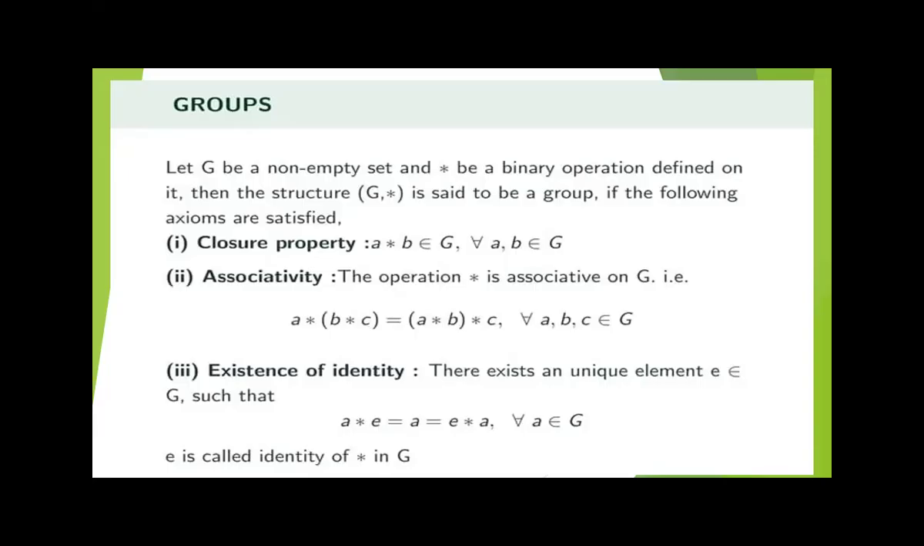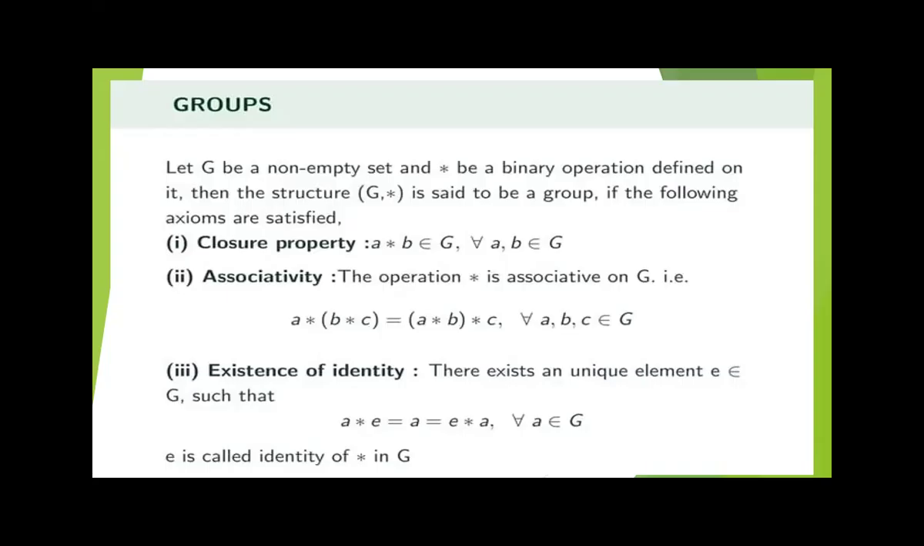The next one is associativity. The law of composition of group elements is associative. For example, consider the elements A, B, C. These three elements belong to group G, so A star B star C is equal to A star B star C, and it belongs to G. So all the elements belong to G.